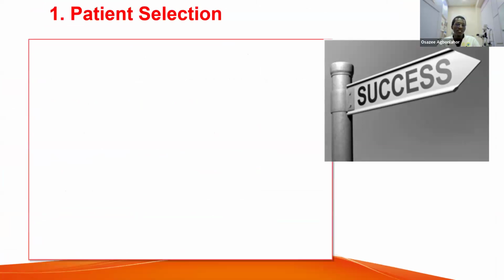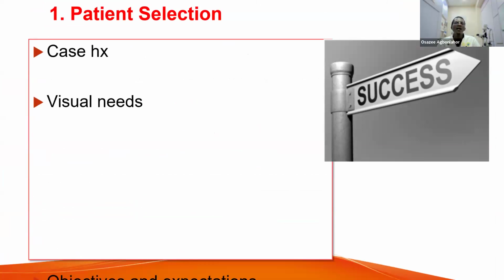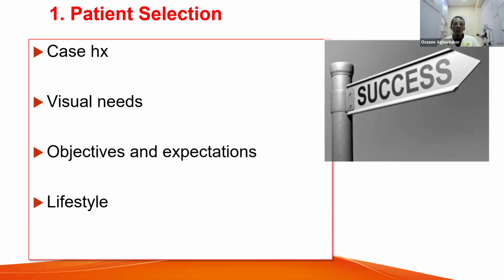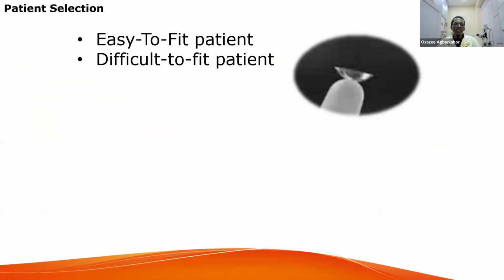For patient selection, case history is very, very important because in case history, you are able to identify most of the things. A wise person once said that if you do a proper case history, you will be able to solve that patient's concern by about 50%. So you also need the visual needs, the objectives and expectations, lifestyle, motivation. All of these are important in contact lens treatment.